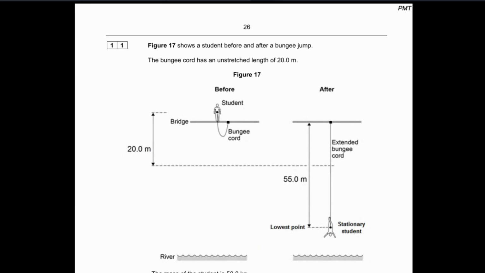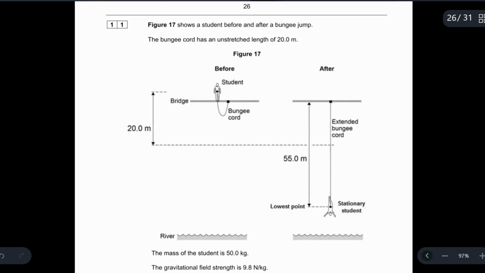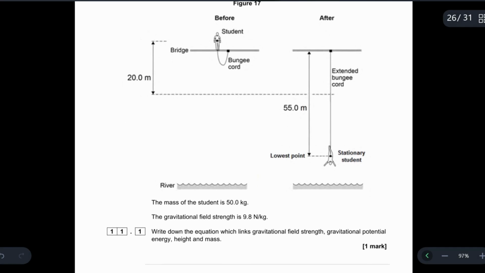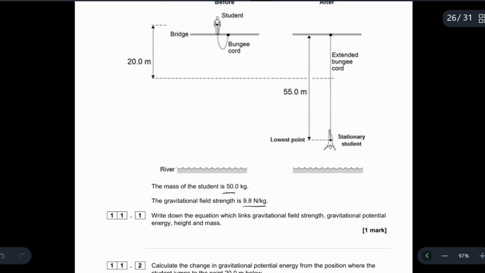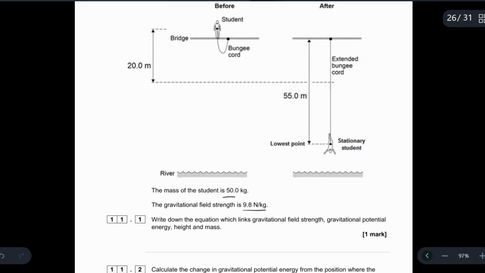Let's move on to question 11. Figure 17 shows a student before and after a bungee jump. The bungee cord has an unstretched length of 20 meters. And it's basically giving us this diagram here with all sorts of numbers put in for us. The mass of the student is 50 kilograms and the gravitational field strength is given as 9.8 newtons per kilogram. Write down the equation which links gravitational field strength, gravitational potential energy, height, and mass. And so this is one that you should be able to know off the top of your head.